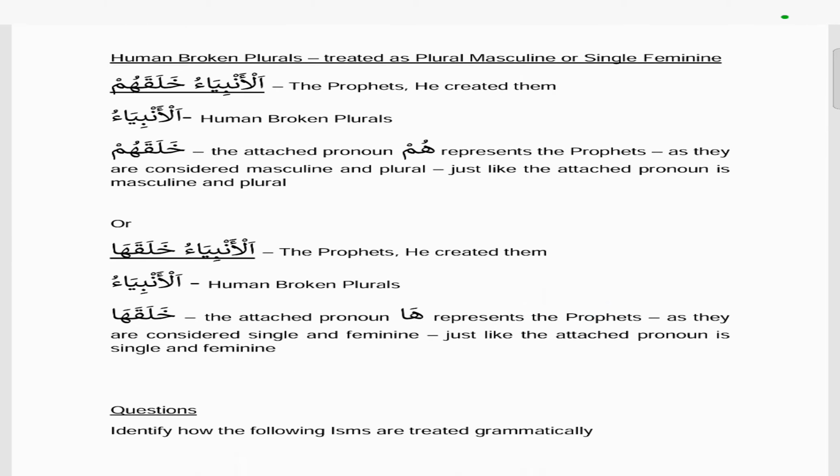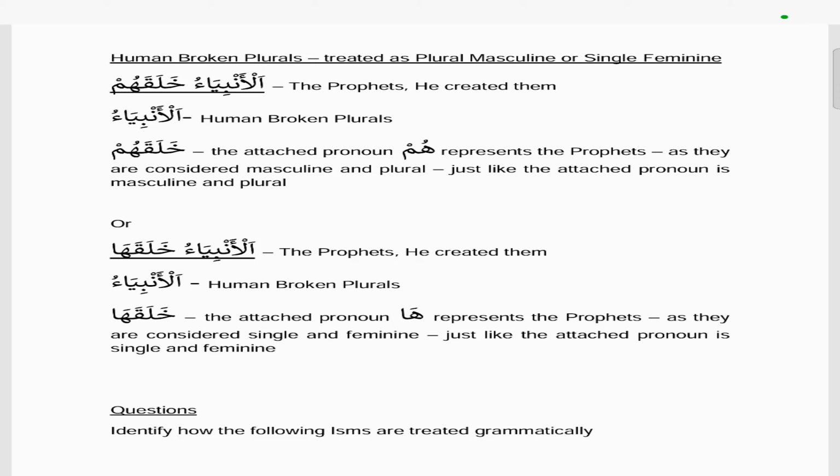The next one is human broken plurals. These are treated as either plural masculine or single feminine. So it can be treated either way. So the first example, we'll treat it as a plural masculine. So you got al-anbiya'u khalaqahum. So which means the prophets, he created them. So al-anbiya'u is a human broken plural. It's human because we're talking about prophets. Because when we use the word human, it refers to human, jinn, or angels. So in this case, obviously, we're talking about human prophets.